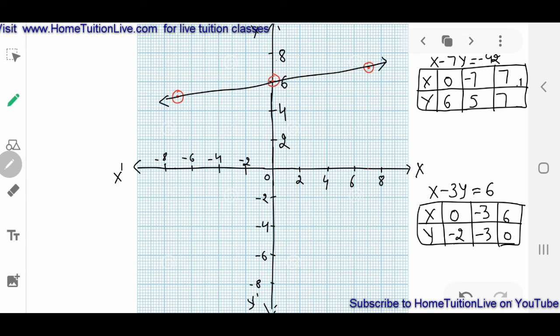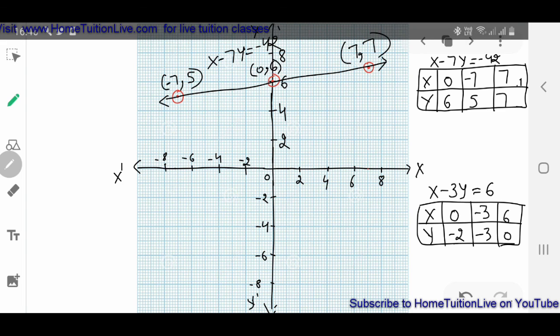So this is the line for the equation x minus 7y equals minus 42. Here we have the points 0, 6, then minus 7 and 5, and then 7, 7.